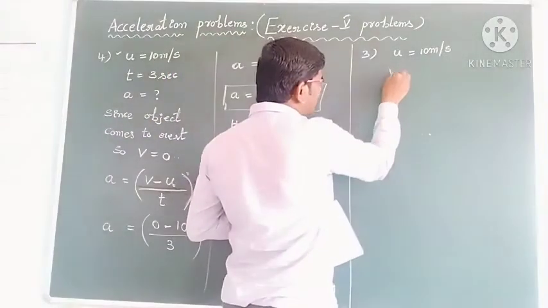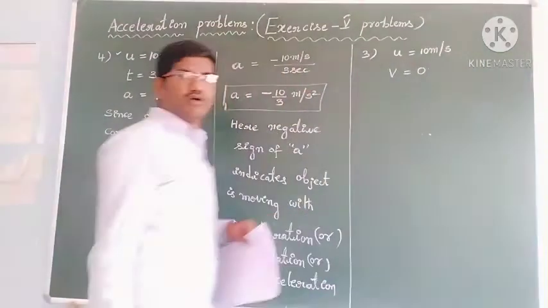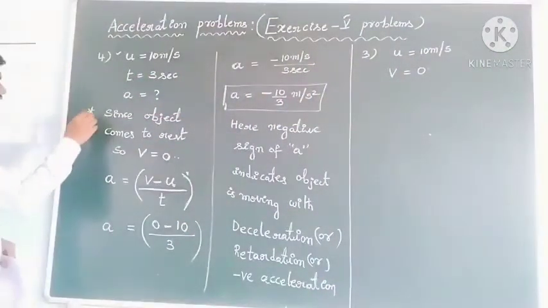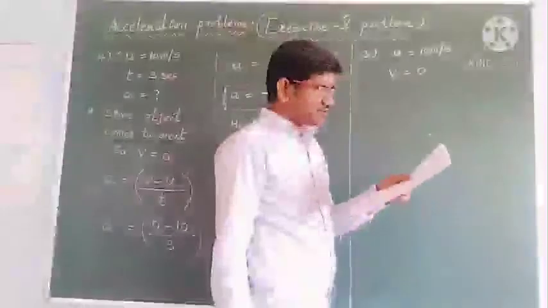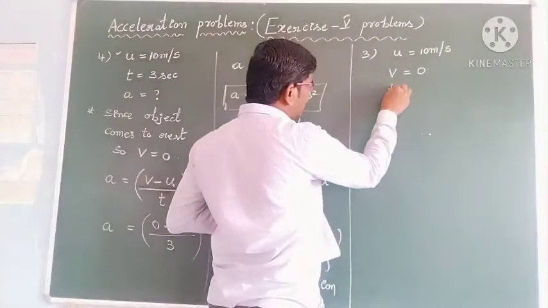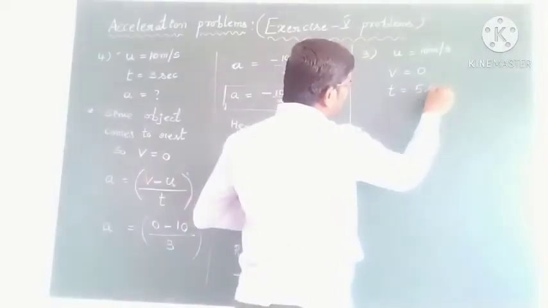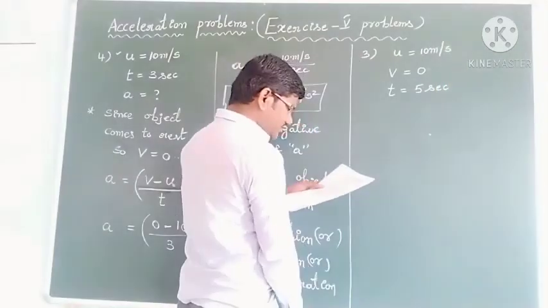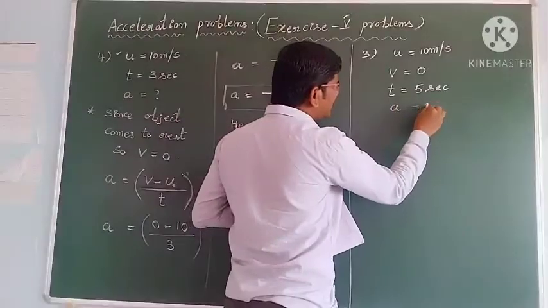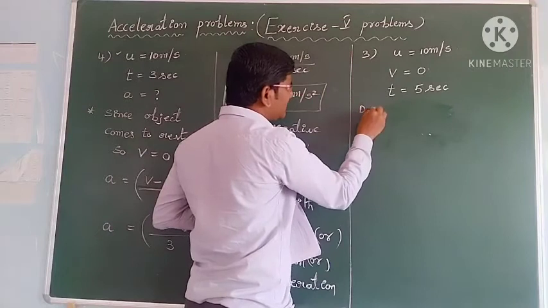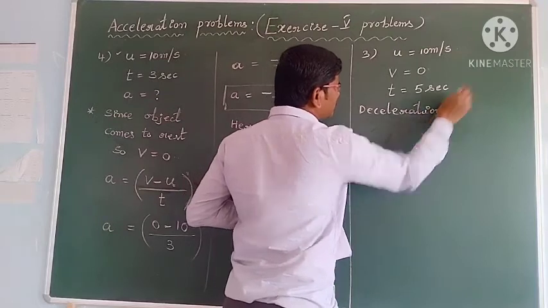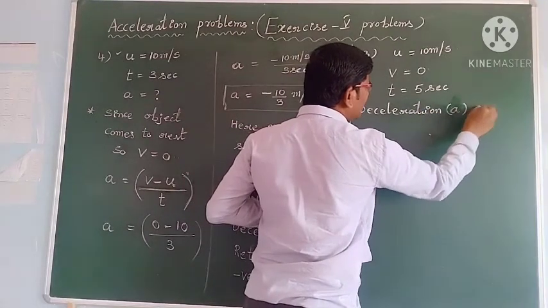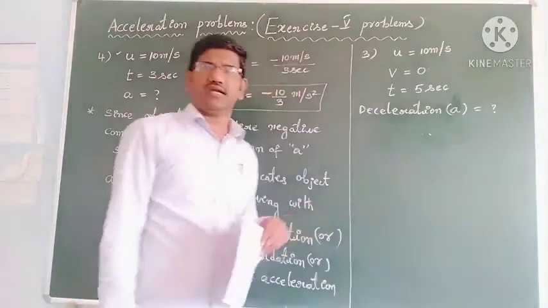Since it is coming to rest, the final velocity is 0. Whenever the object comes to rest, we have to take the final velocity as 0. It comes to rest in 5 seconds, so the time is given. Find the deceleration. The question is, we have to find the deceleration, which is a.